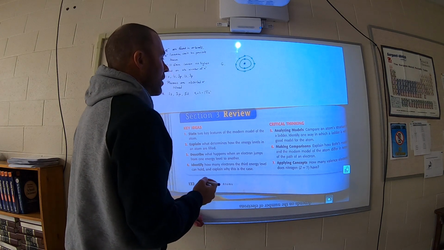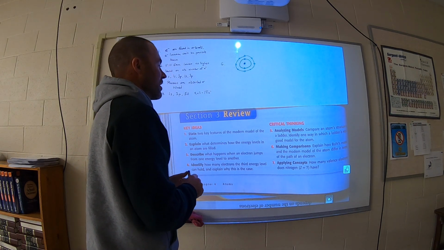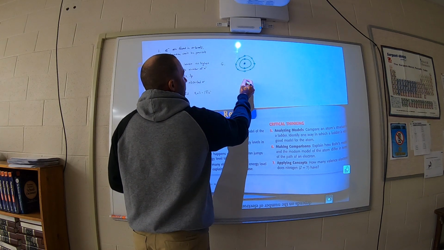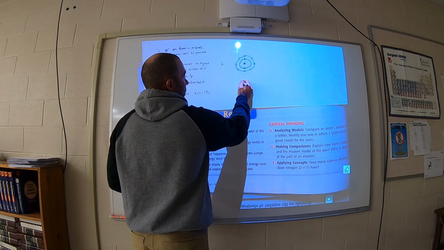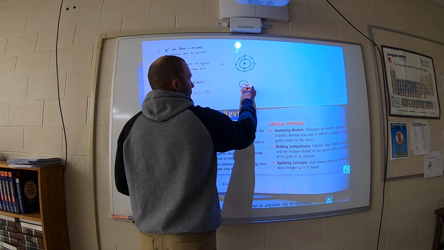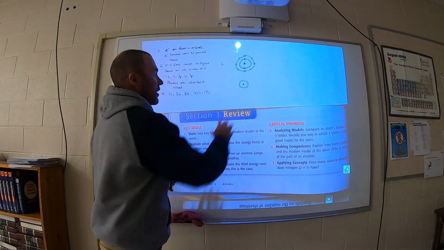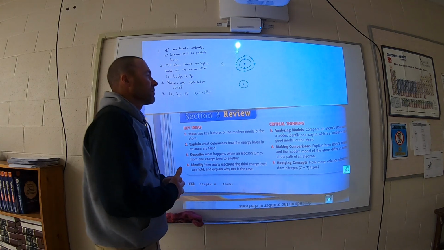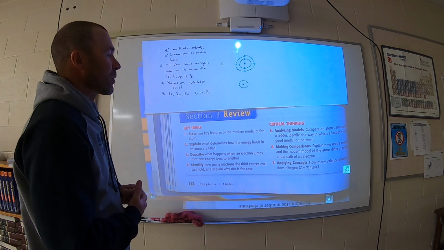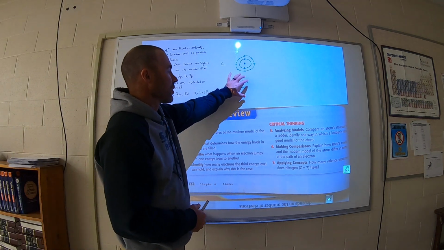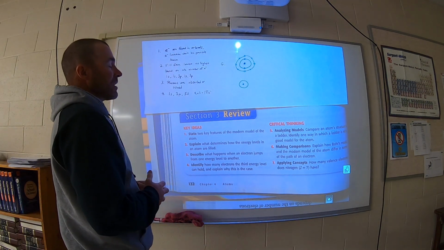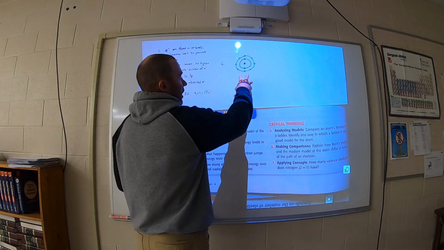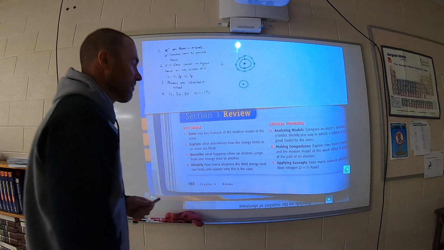Well, what the modern model says is you have the nucleus, and then I can't really draw 3 dimensions here, but if we've got a 3-dimensional circle around here, the 2 electrons could be anywhere in that 3-dimensional circle. Okay, we don't know exactly where they are, just that they're in that general vicinity. So that's the difference. They don't orbit like planets orbit around the sun. They're just in a general location.